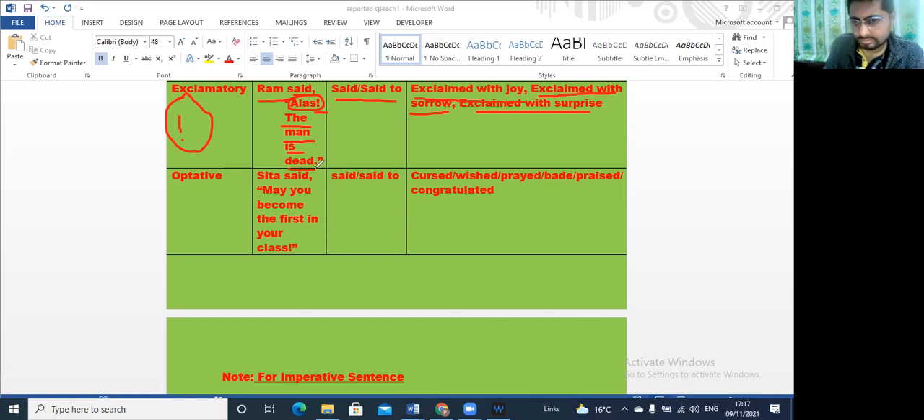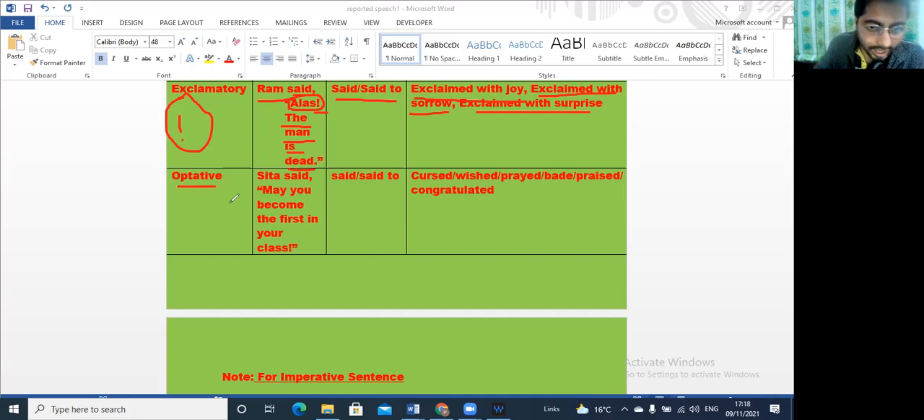Ram said, what a huge achievement we got. Ram exclaimed with surprise that what a huge achievement we got. Optative, okay.